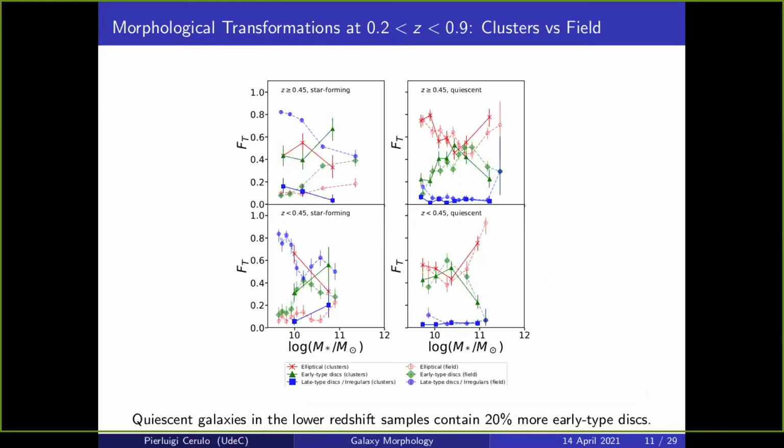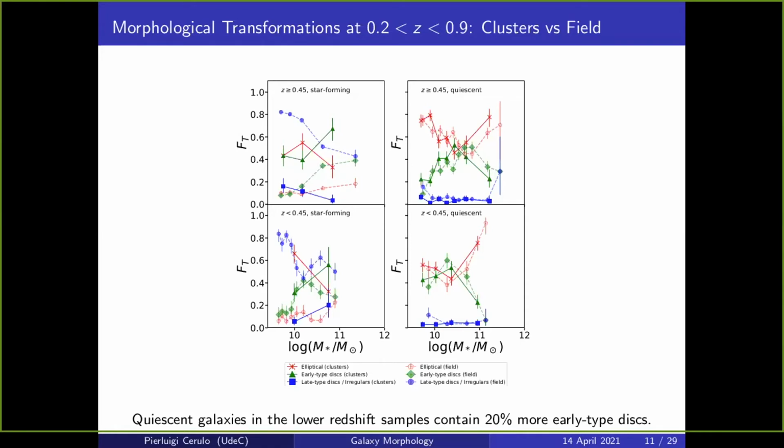What we did to study the links between quenching and morphological transformation or formation of early type galaxies as a function of the environment was to take galaxies in CLASH and galaxies in CANDELS, split them into star forming and quiescent using the UVJ diagram, and split them further into low redshift systems and high redshift systems within the range 0.2 to 0.9, which is, by the way, the range of CLASH.